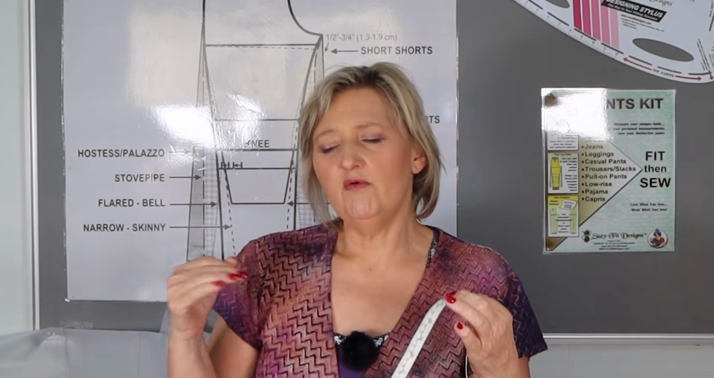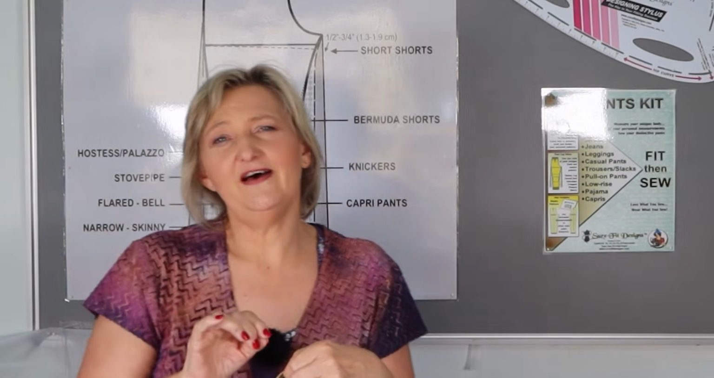So now for more of a trouser style leg where it's hanging straight down my body, we want to go and add on 9 centimeters, and 9 is 3.5 inches that we're going to add on to our thigh measurement. So that will then bring me to 75 centimeters.